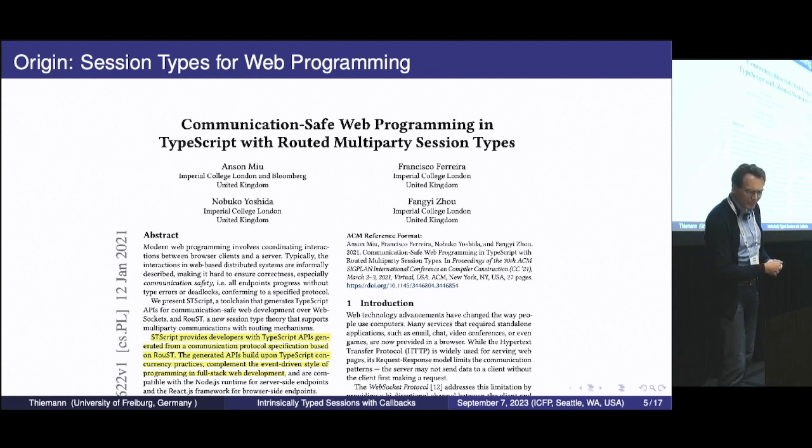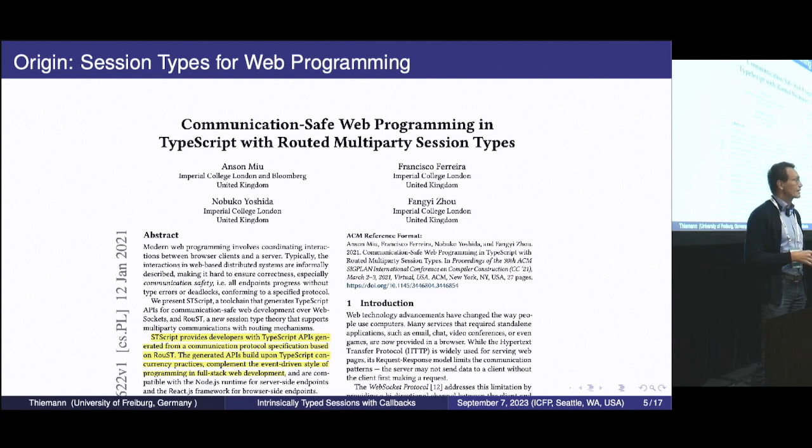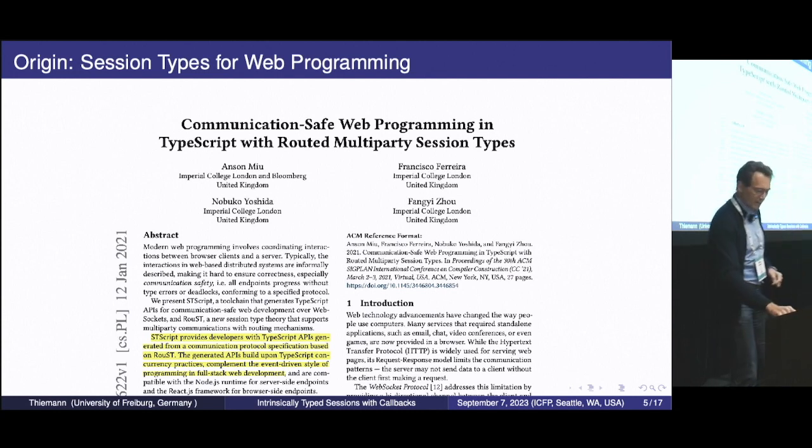Actually, that's already 2 years old. They came up with this idea of embedding multi-party session types, which is way more complex than we are going to discuss today, into TypeScript. And they developed a type-safe TypeScript embedding of session types, which didn't require linearity because they, well, here you can, maybe it's probably too small to read.